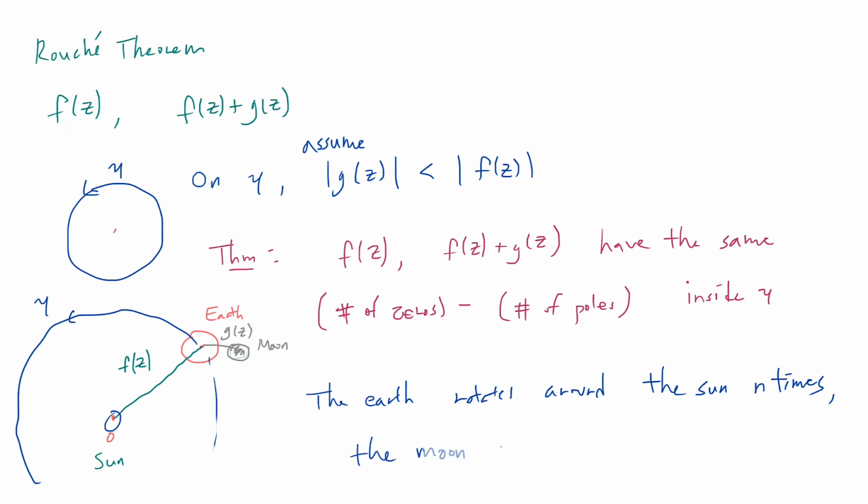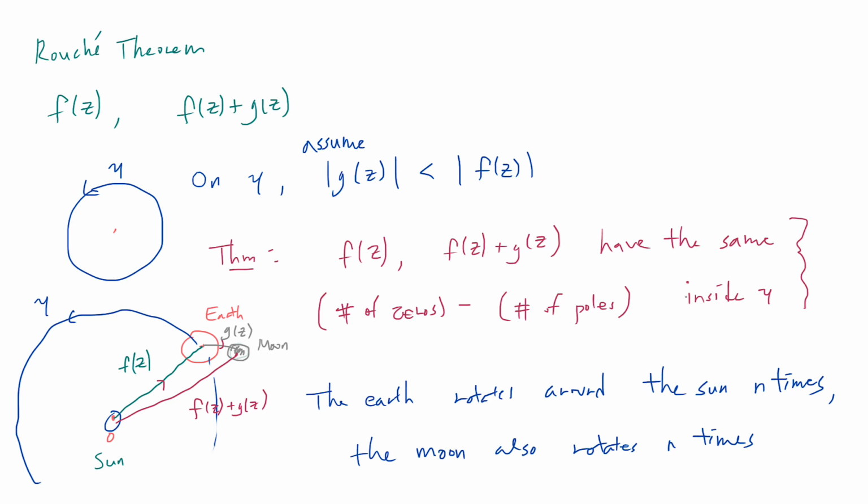So this is the key intuition. The moon also rotates n times. And a key thing to realize is that if this is f of z and this is g of z, then f of z plus g of z is exactly this, right? And since all of these arguments are consistent for f of z and f of z plus g of z, the argument principle, informally speaking, implies exactly what we want. So that's Rouché's theorem.